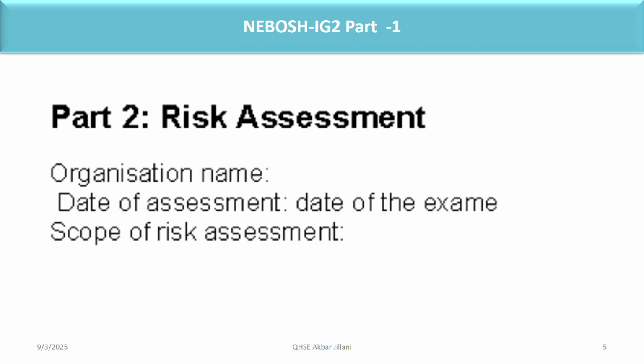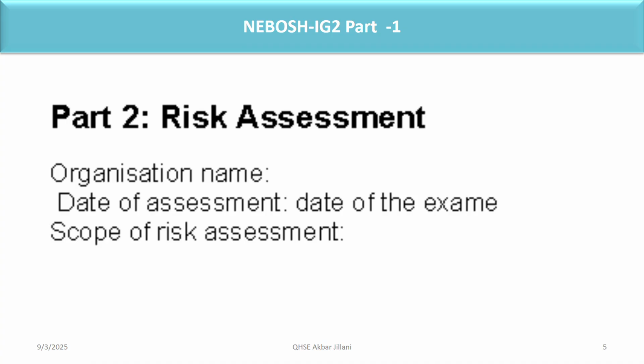Organization: the name of the organization that you put on the first page, in the first row. Date of assessment. Like see, your examination is in September 2025. So it's better to write like 1st of September 2025, 2nd, 4th, 5th. So write like this, like we are putting here 5th of September 2025.